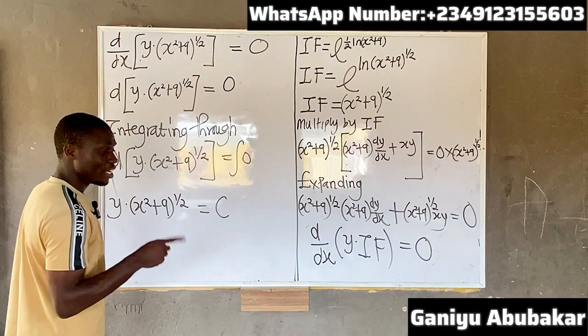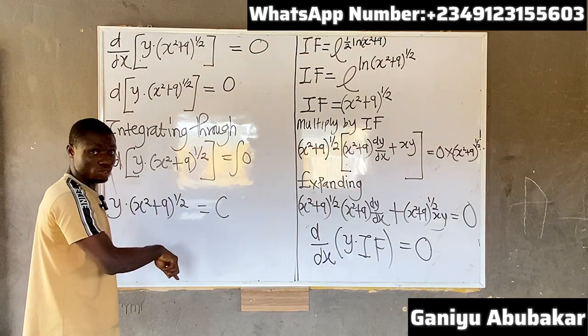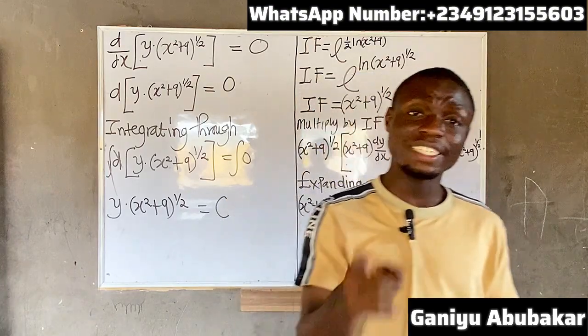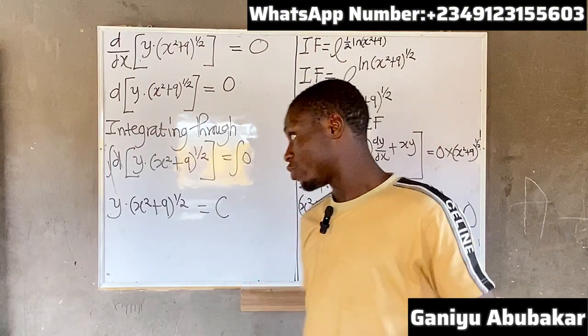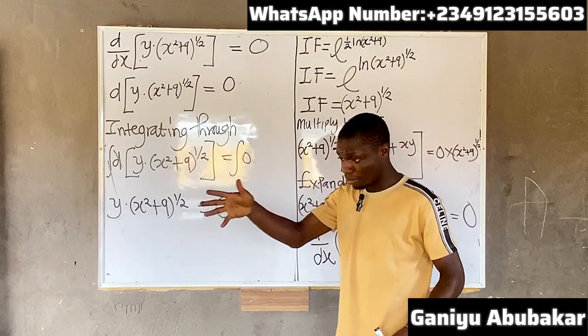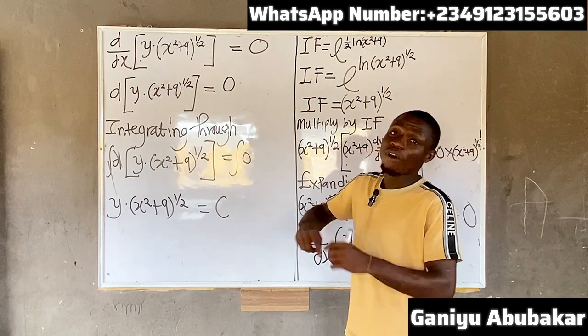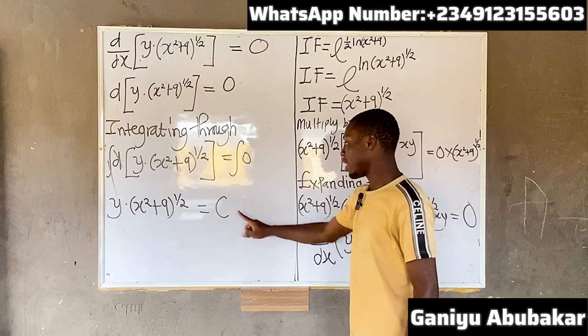Because integration is what? The reverse of differentiation. So if I differentiate something, I have 0. If I integrate that 0, I'll have that thing back. So if I differentiate a constant term, normally it's 0. If I now integrate 0, I'll have what? The constant term back, and that's C.